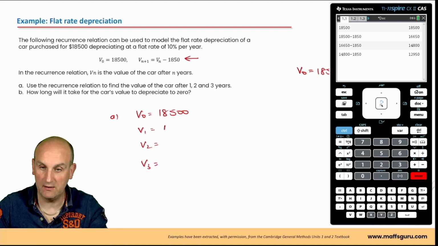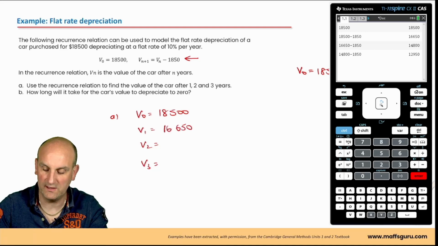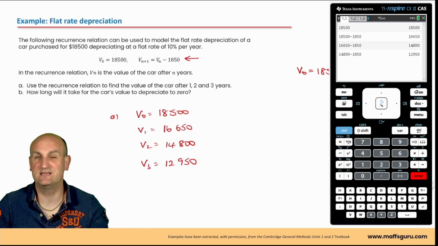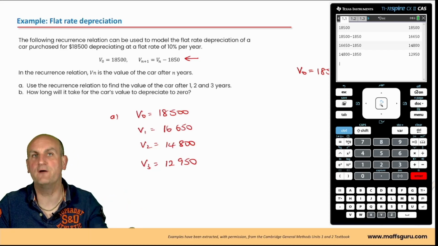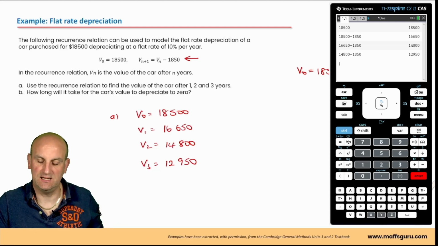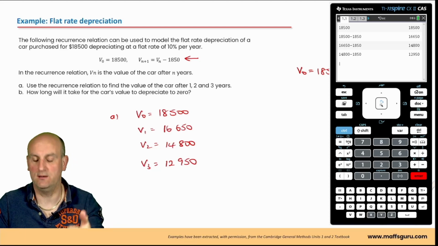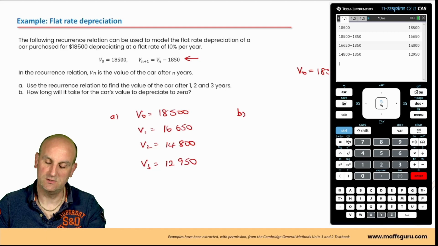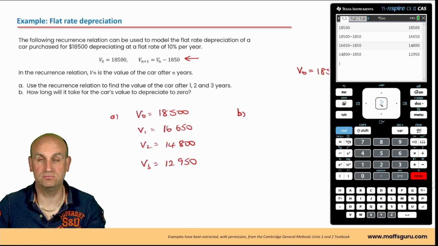So just read off the values: 16,650, 14,800, 12,950. Right, now you don't include V0 here because that's how much they actually bought the car for at the very start of the period. After 1 year, it was 16,650, and so you've got to do V1, V2, and V3. Part B, again, how long will it take for the car's value to depreciate to 0?